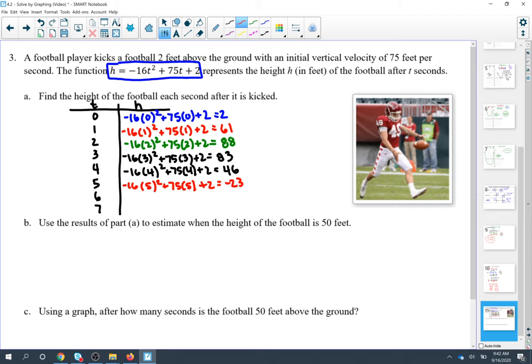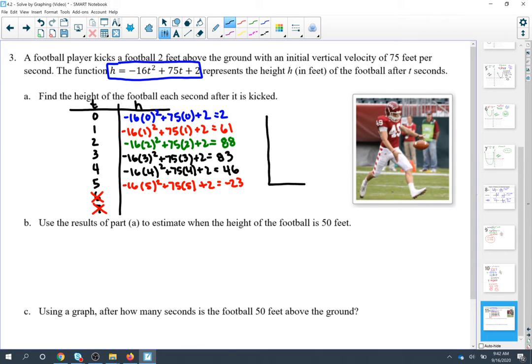At which point I'm going to go, wait a minute, this is representing height of a football. Height of a football can't be negative, so I'm not going to go any further because now I'm getting values that don't even matter. So before we move on to part B, technically part A is done. You've done your work. Let's just look at what's actually happening.